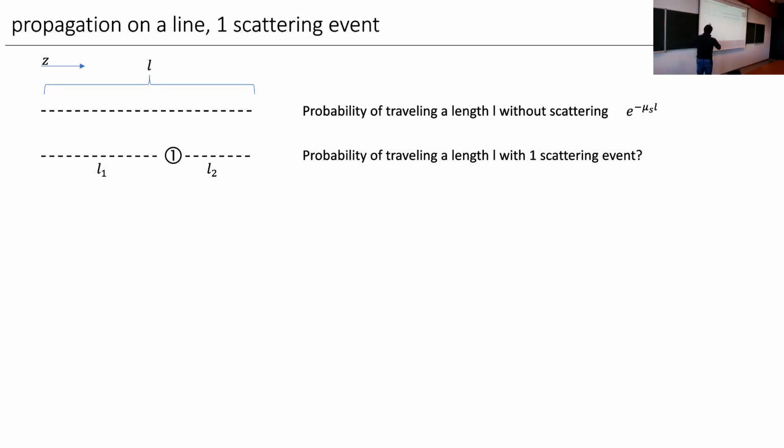So let's take three. We now have three chunks. We have interaction-free propagation to here, then scattering, then propagation again. So here we have exponential minus µs times l1, here we have µs dx, the probability for scattering here, and here we have exponential of minus µs times l2.